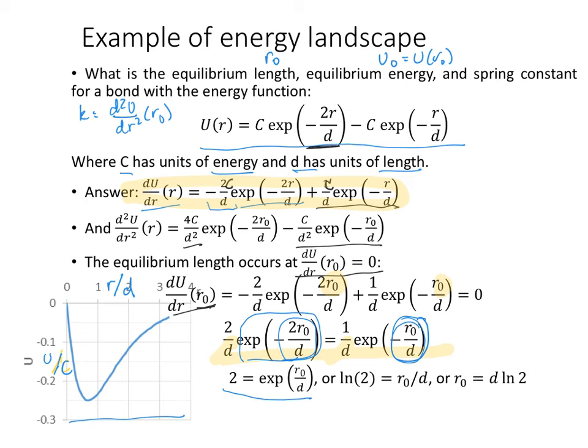And then if we take the natural log of both sides, we have natural log of 2 is R over D, or R naught equals D times the natural log of 2. We'll find both of these as useful terms here.